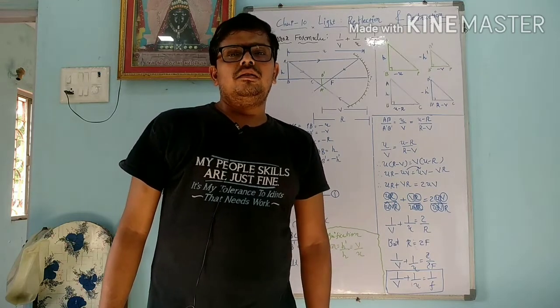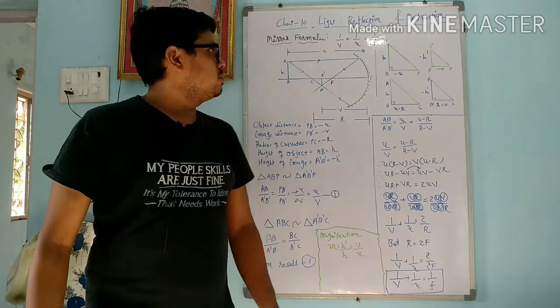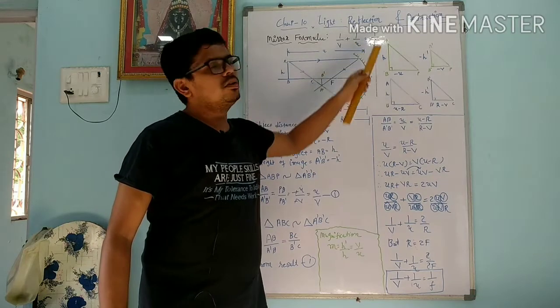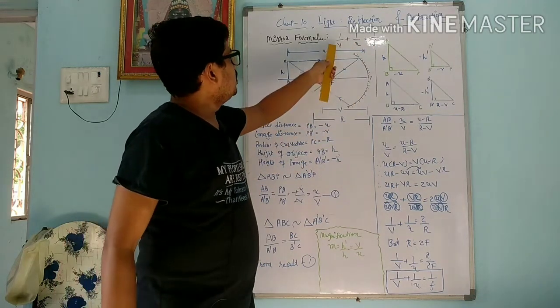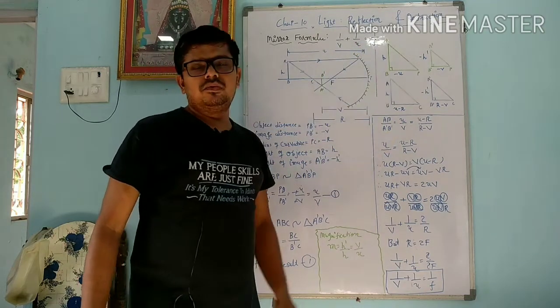Today we will learn the mirror formula, chapter number 10, light reflection and refraction. The mirror formula we can write as 1 upon V plus 1 upon U equals 1 upon F. Here V is the image distance, U is the object distance, and F is the focal length.